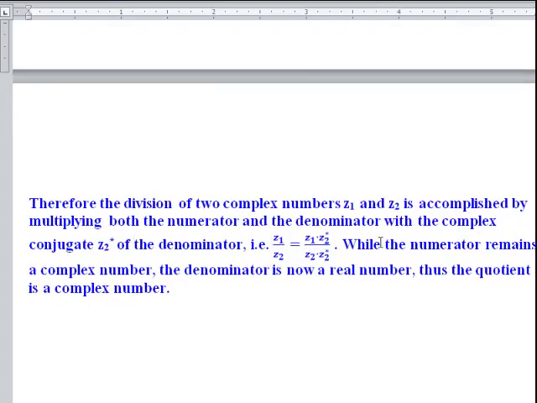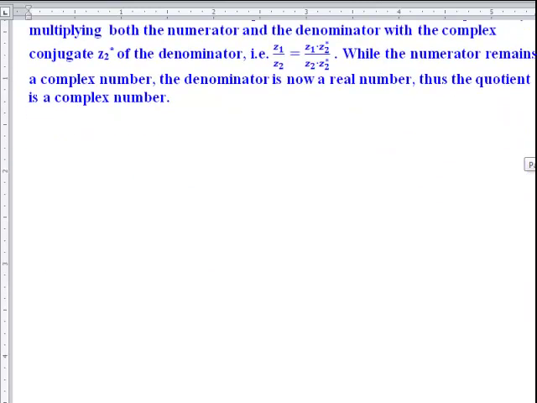And then writing it as a fraction here becomes rather complicated. These two are complex numbers, these two are complex numbers. Multiply with the complex conjugate here, and you come up with a complex number in the numerator. In the denominator, because it's the complex conjugate of that original complex number, you come up with a real number in the denominator, and therefore the quotient is a complex number itself.